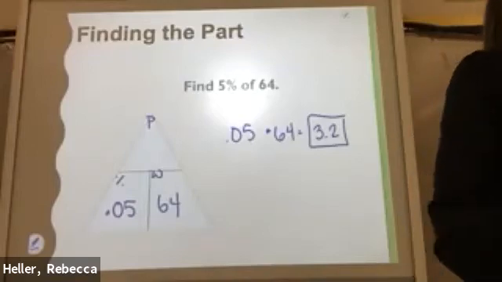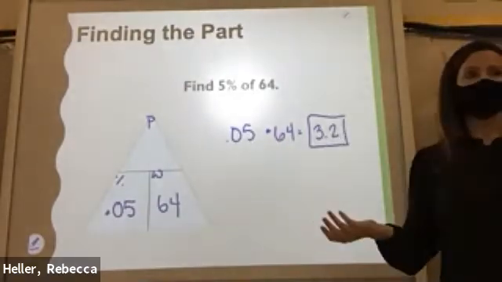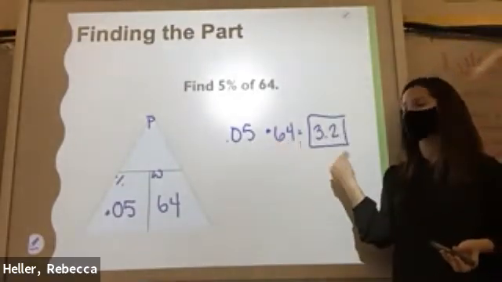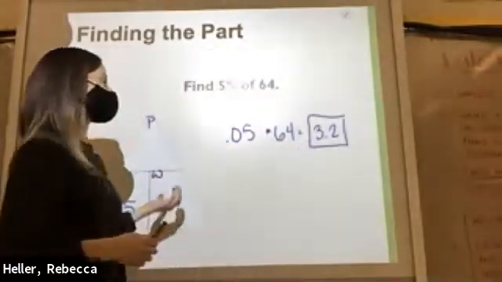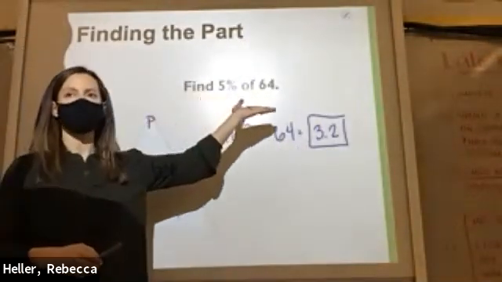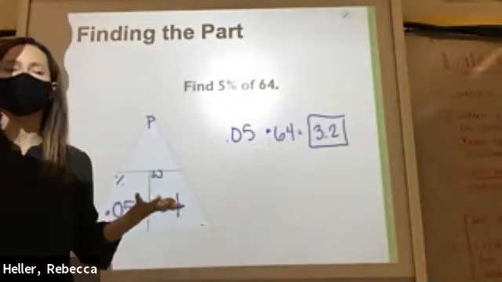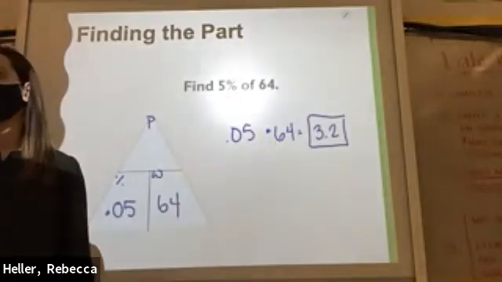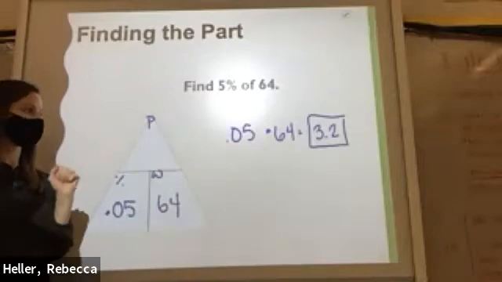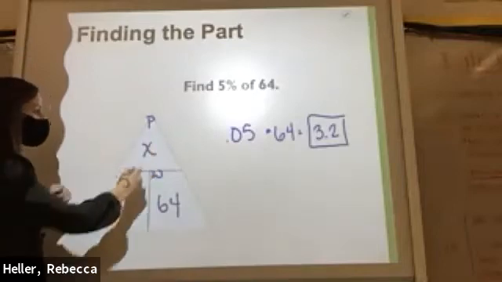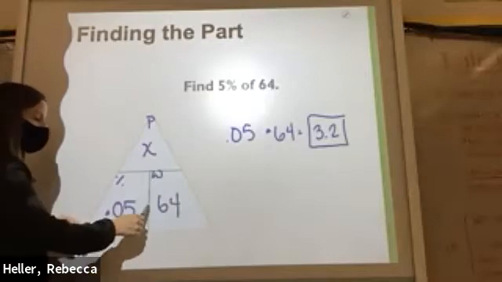If you don't change 5% to a decimal and you do 5 times 64, you end up getting 320. If you read the problem again, that doesn't make any sense. How is 5% of 64 320? 5% is a fraction of 64. So it should be smaller, okay, not bigger. So that's something to keep in mind, okay? That's the first example. And again, that's how you use that triangle, multiply.